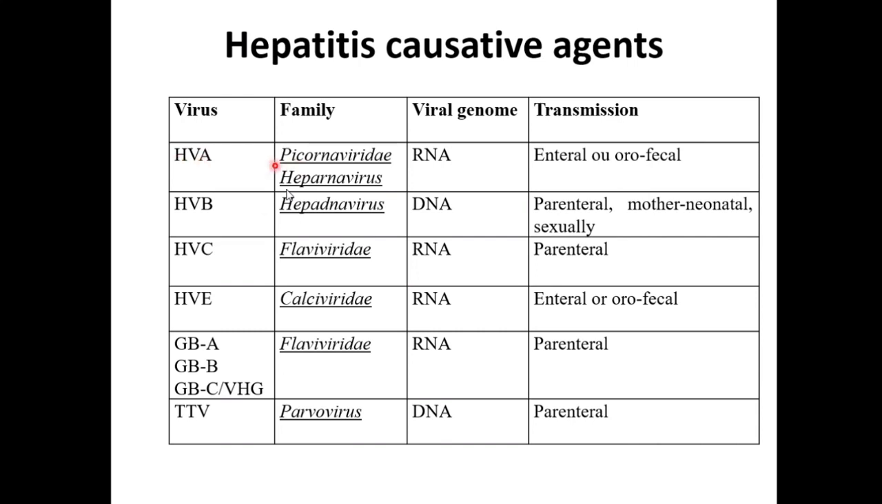Hepatitis A is Picornaviridae, RNA, while B is DNA. And HCV is Flaviviridae, RNA again, and parenteral. So all these are totally different. The families are different, and the genome configuration, and sometimes the way of the transmission path to the host.